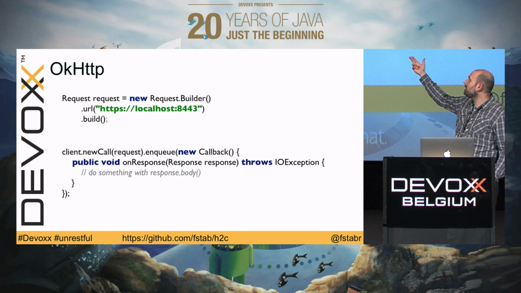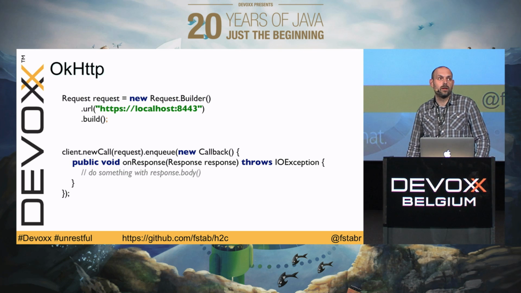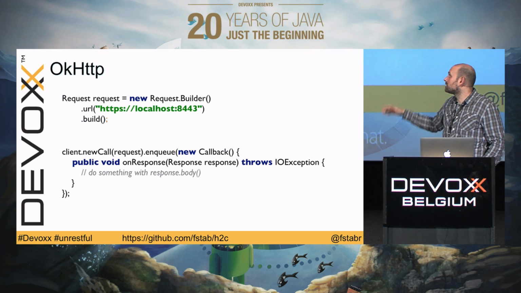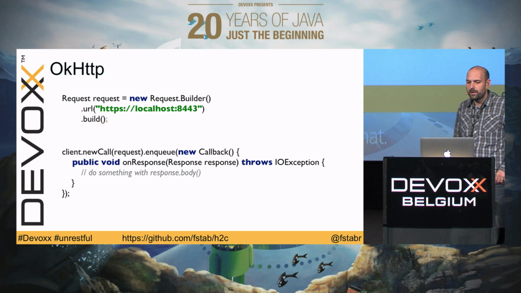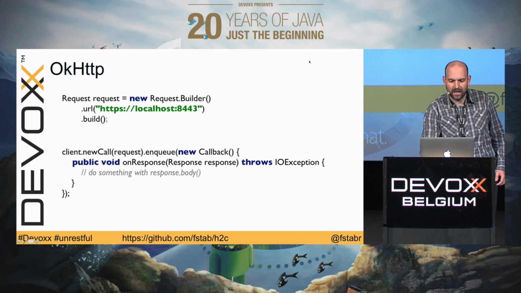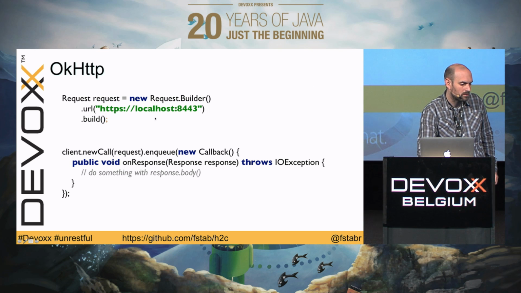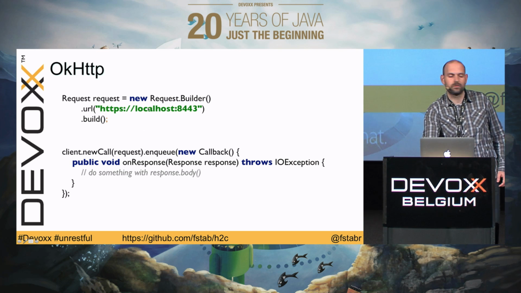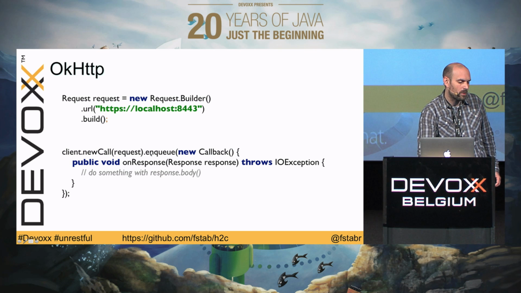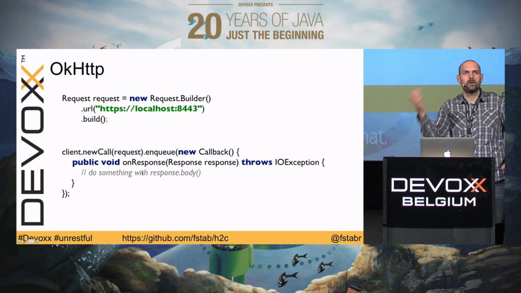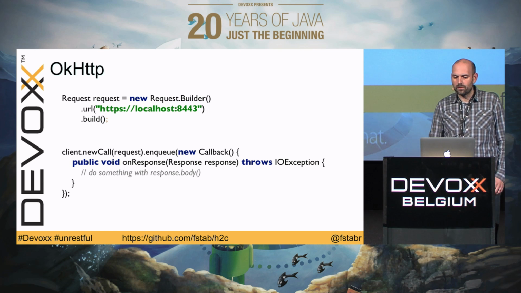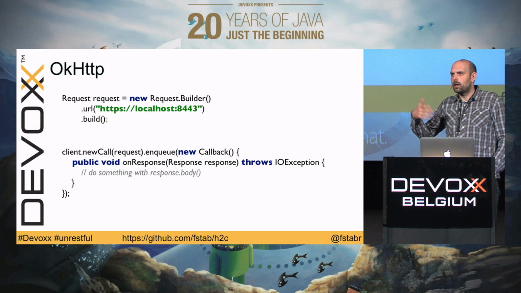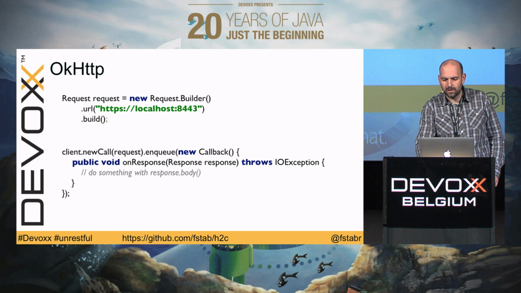One is OkHttp. I think everybody who has to do with Android development knows it, and it also works pretty well on the server. It's the typical asynchronous way you do things. You create a request, but instead of sending it right away, you enqueue it somewhere and provide a callback. The callback has an onResponse method, and this will be called once the response is there. In that way, you can use a connection for multiple requests in parallel.